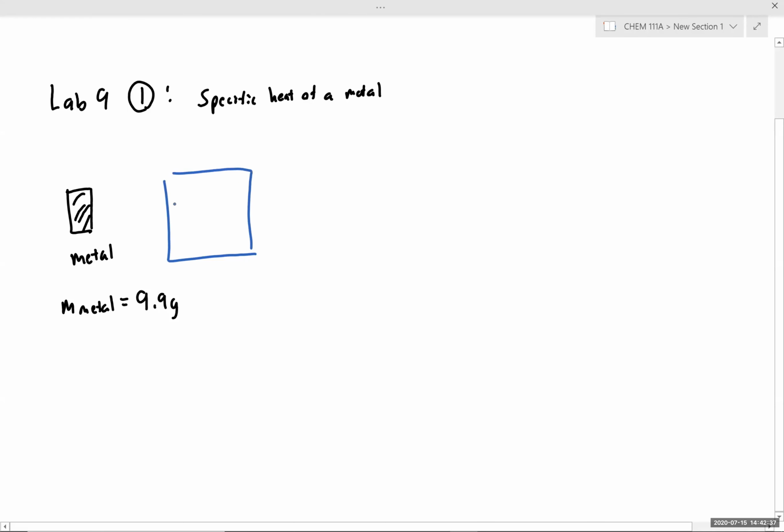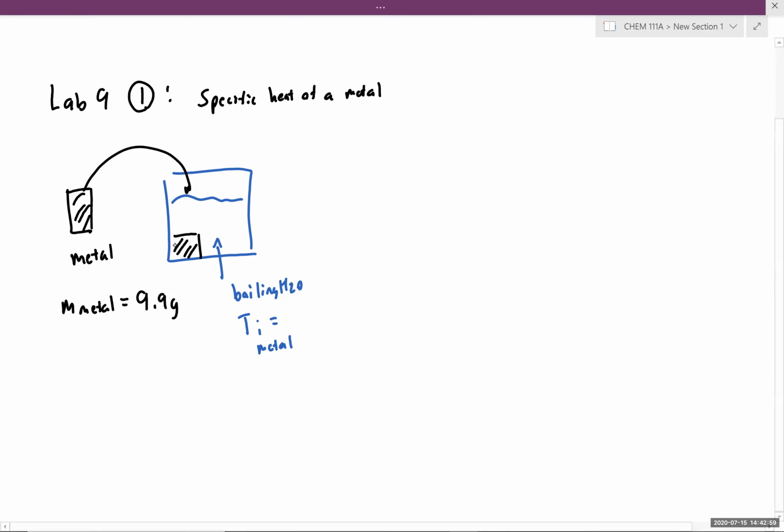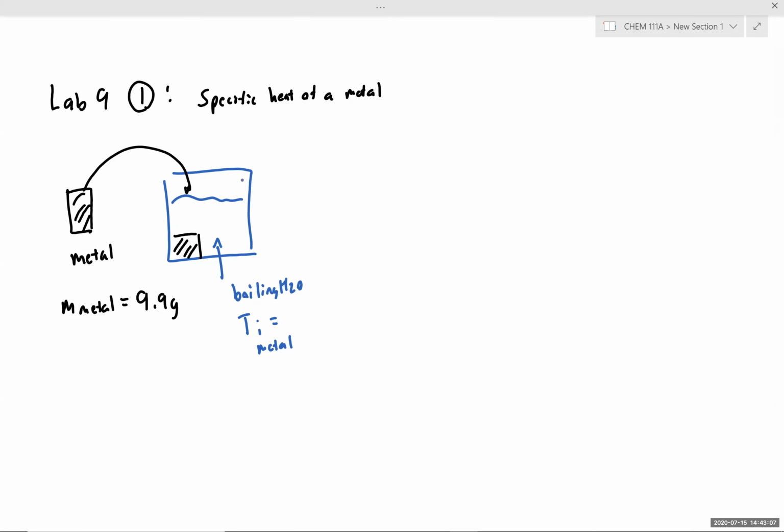So this is boiling water. What was the temperature of our water that we measured in this experiment? This is going to be the T initial of our metal. What was the temperature of our boiling water that we placed our metal sample into? 97.1 degrees Celsius. Yeah, the temperature of the boiling water will be the same for all of our trials.